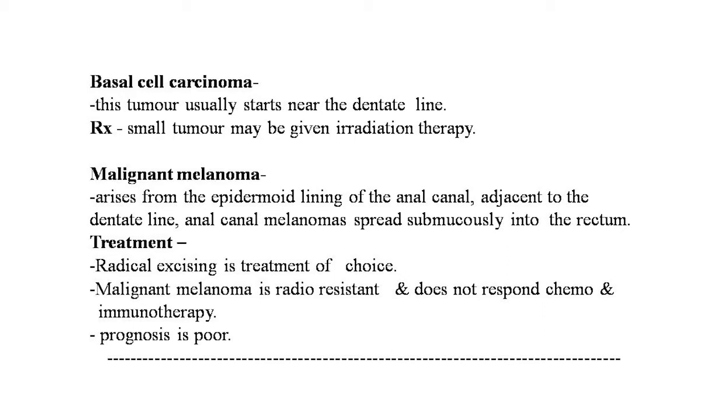Now the treatment. Radical excision is the treatment of choice in malignant melanoma. Abdominoperineal resection is the operation to be performed. Malignant melanoma is radio-resistant and does not respond well to chemotherapy and immunotherapy. Prognosis is poor. The 5-year survival rate is not more than 15% even in the best institutions.